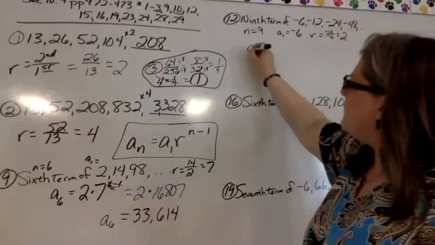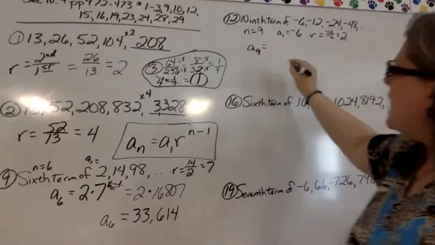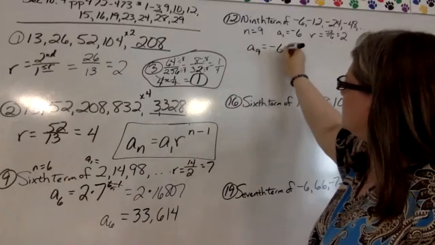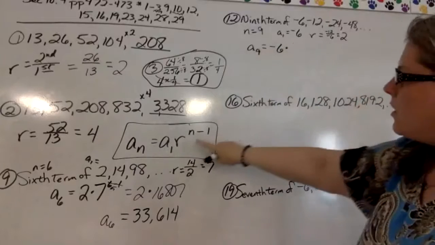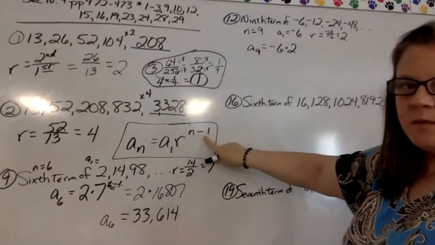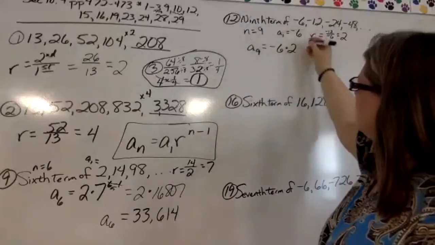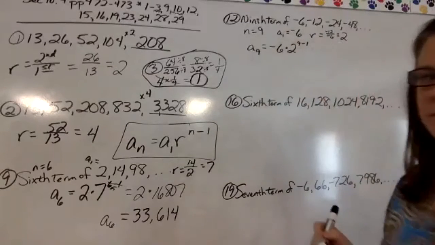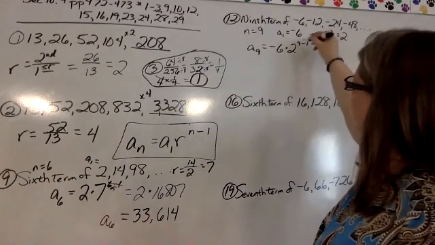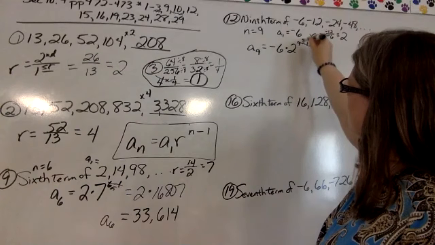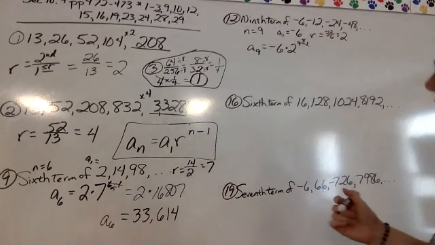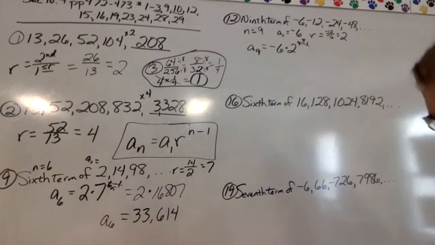Okay. So I'm looking for my 9th term, and that's equal to my first term, which was -6, times my r, which was 2, raised to the n minus 1 power. So n was 9, 9 minus 1 power. We simplify, we're ready to solve. So 9 minus 1 first is 8. And then we have to do our multiplication. So I've got 2 to the 8th power.